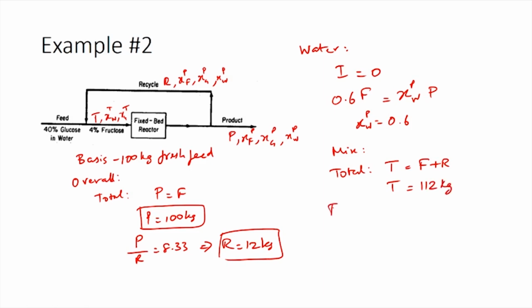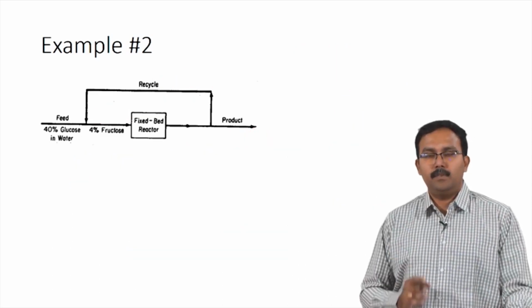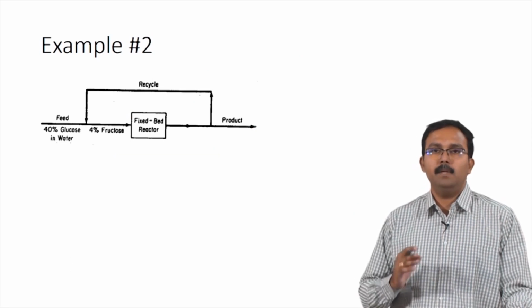We can also write balances for fructose and glucose. The fructose balance for the mixing point would again be input equals output, and input fructose is 12 times XFP and output fructose is 0.04 times 112. So, this means XFP is equal to 0.373.